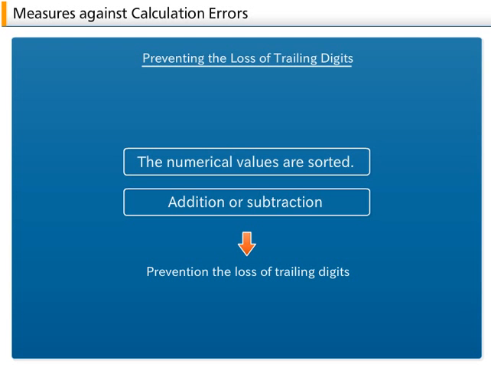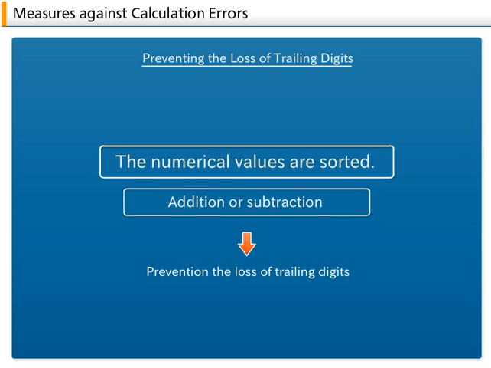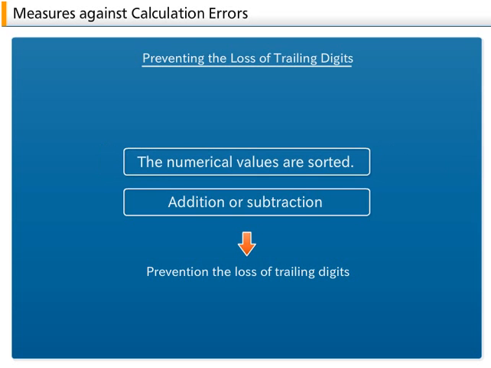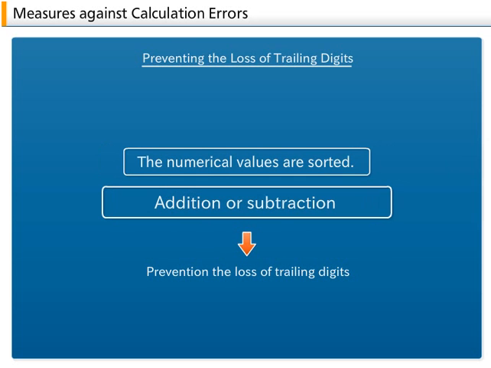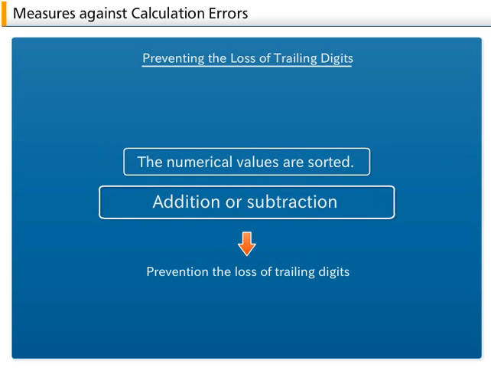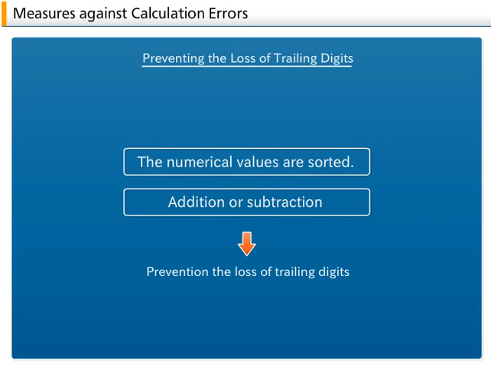In order to avoid the loss of trailing digits, in the addition or subtraction of multiple numerical values, the numerical values are sorted so that the absolute values are lined up from the smallest, before adding or subtracting. By doing this, numerical values with very little difference in absolute values will be operated on, preventing the loss of trailing digits.